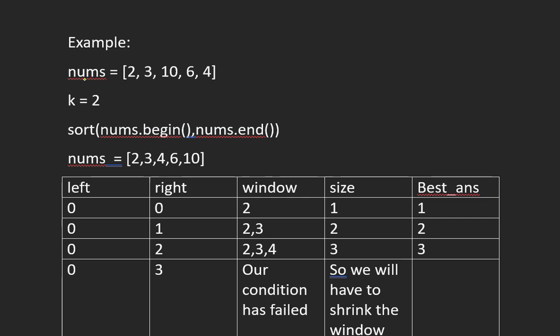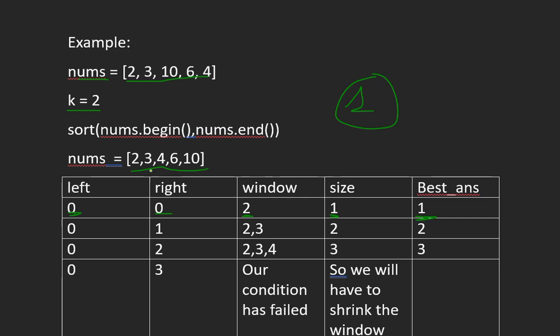So see, this is our nums array where we are given elements 2, 3, 10, 6 and 4, and k is equal to 2. So what we do is initially we will be sorting the elements, right? So after sorting, our nums array will be 2, 3, 4, 6 and 10. So our left pointer is at 0, right pointer is also at 0, and the element in our window will be currently 2. So it is given in the question that all the arrays of length 1 are balanced. So our window size is 1, and our best answer till now is also 1.